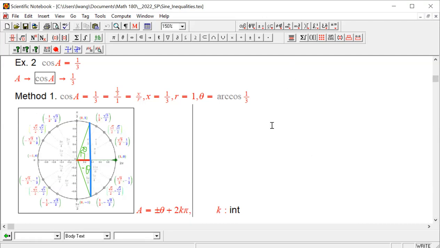How to show work? I'm going to show you a version of how to show work.